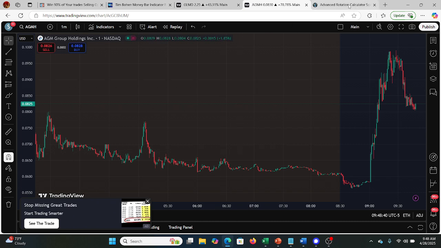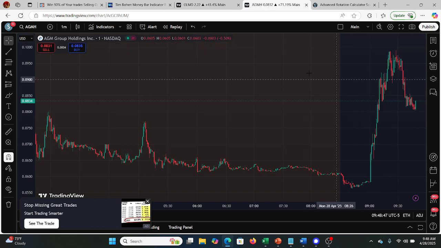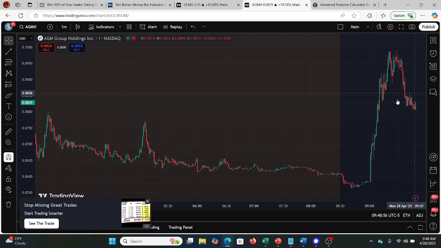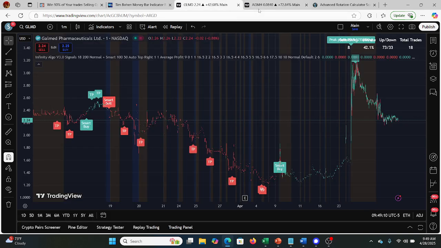So this could still move from this scanner. So GLMD and AGMH, like right here. This is a really low cost stock though, like 9 cents. It started off this morning at almost 5 cents. So that's the idea: you have to pick out the ones that you want to look for and then decide how you're going to trade them. If you're going to jump on the momentum, you jump on this big green bar, looking at the float rotation as part of your reasoning, and then you can use Infinity Algo or something to work it.